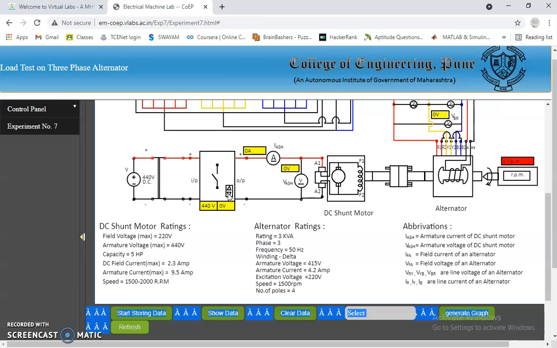Now, at last, open down the 440 volt DC supply. Thank you.